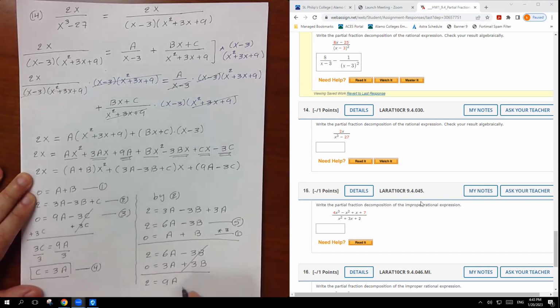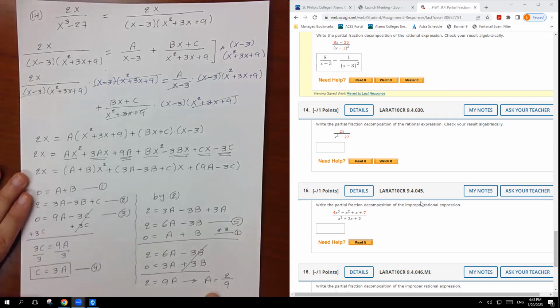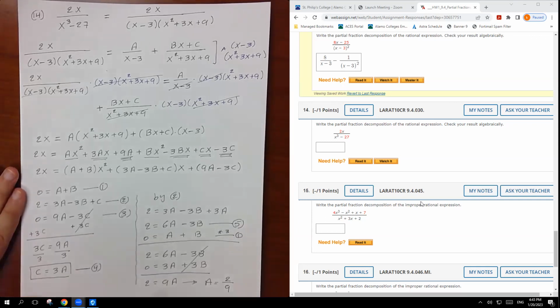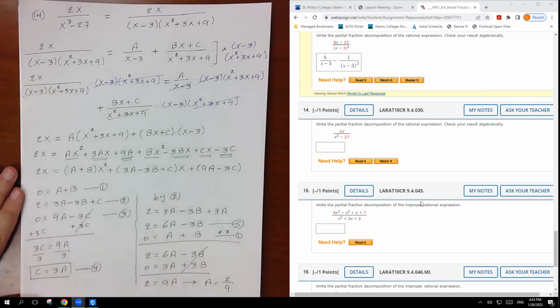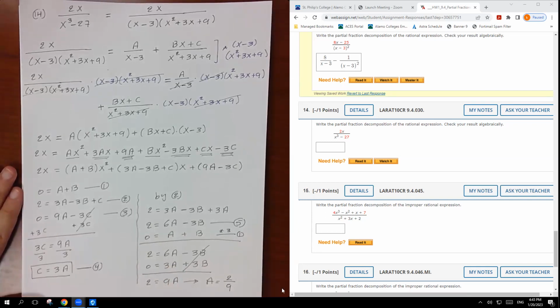That means in this case, a is going to be equal, divide both sides by 9, to 2 over 9. So this is the value of a. In this case, we can find the value of c by just plugging a here, and we can find b by plugging a here and solving it to find b. Let's keep going.